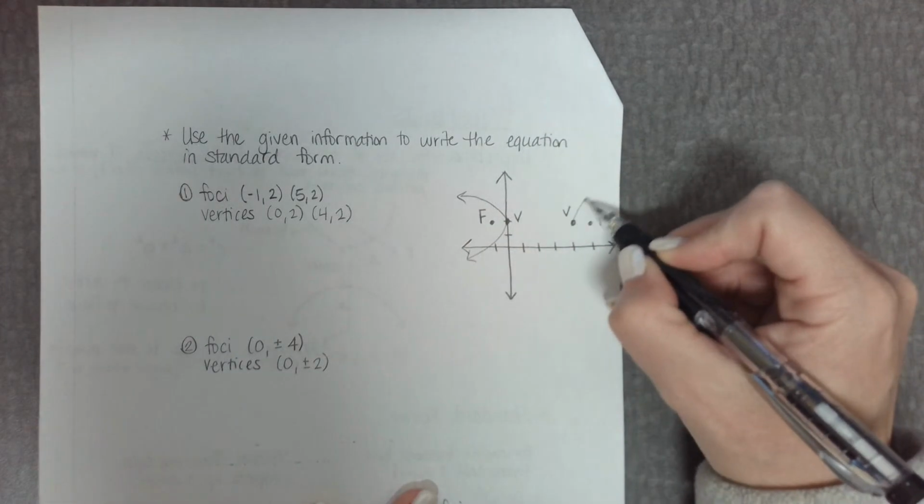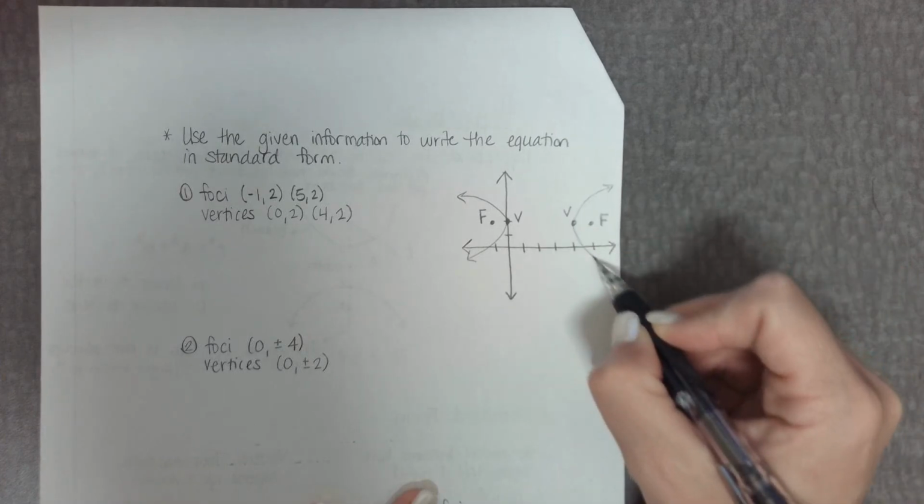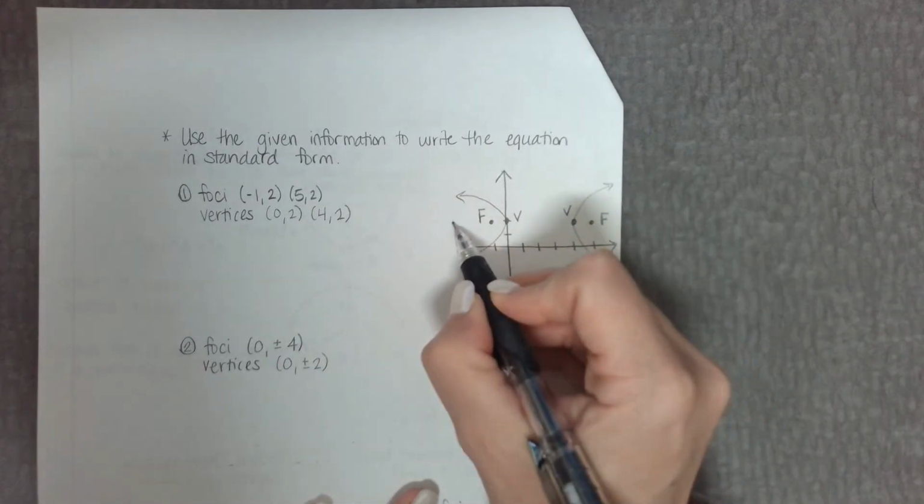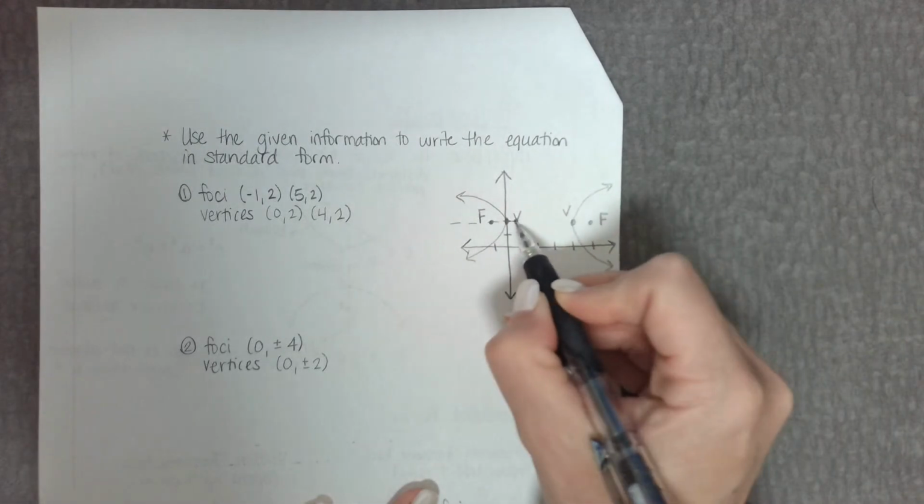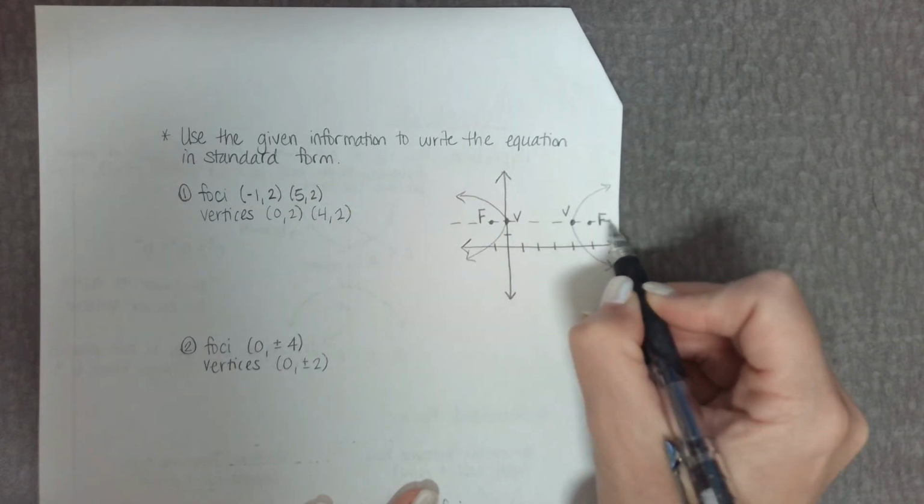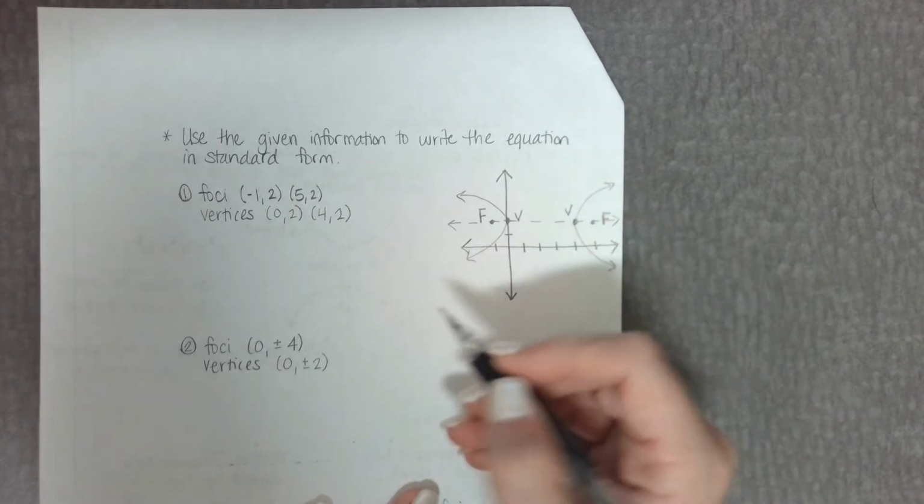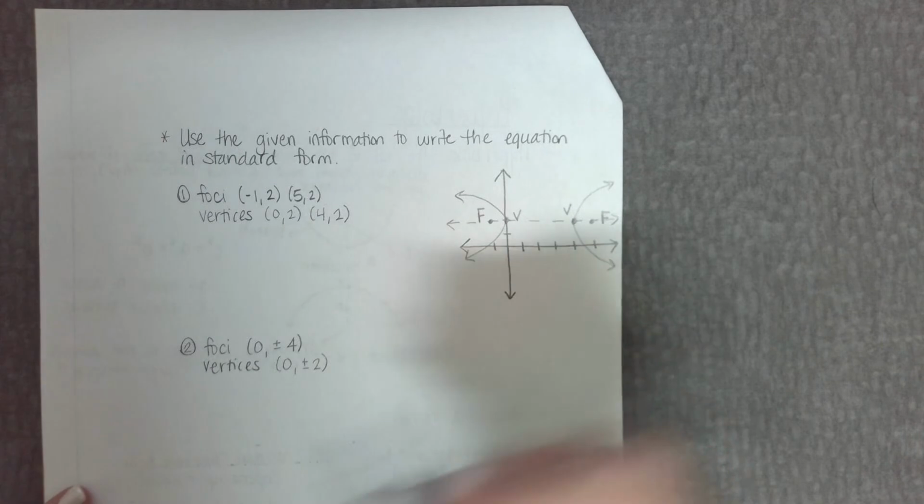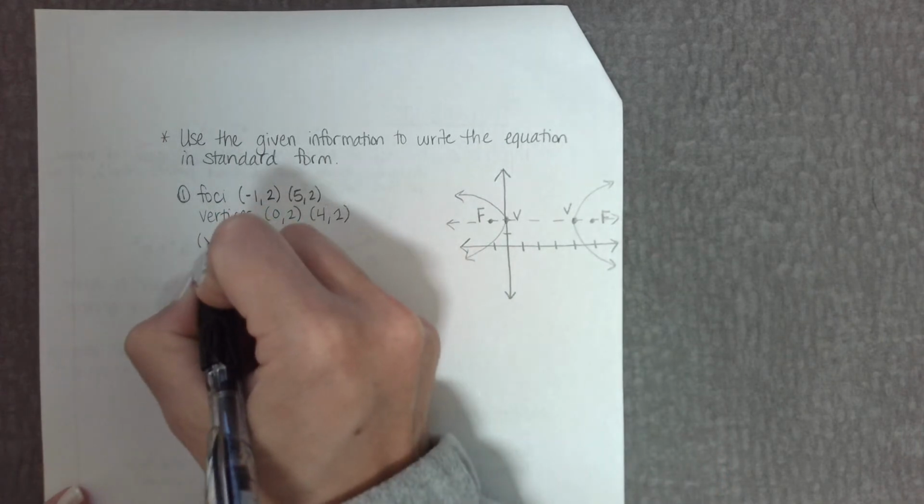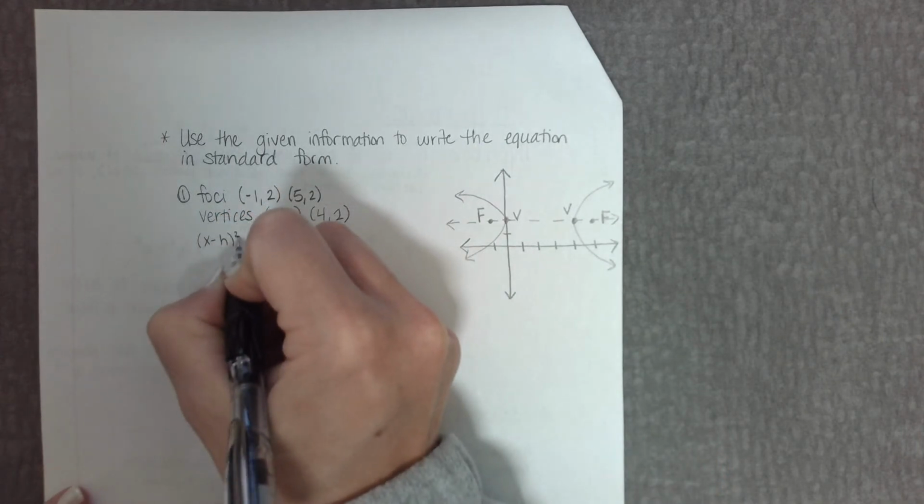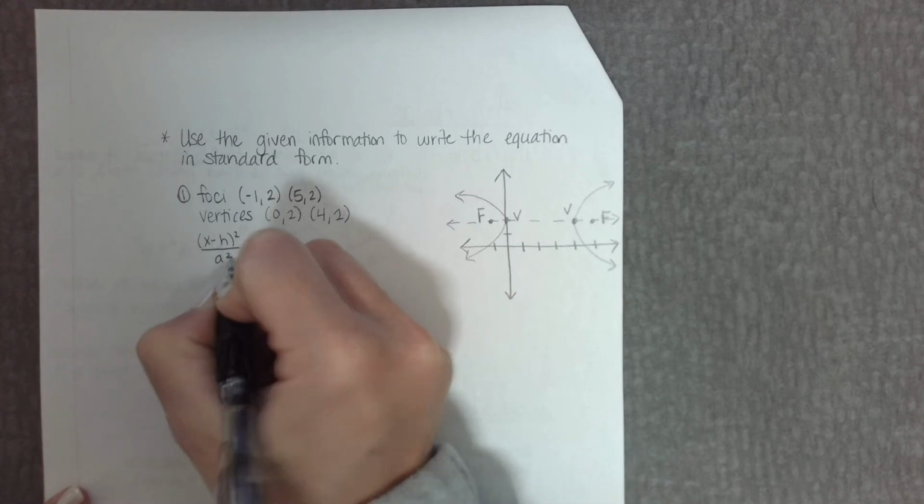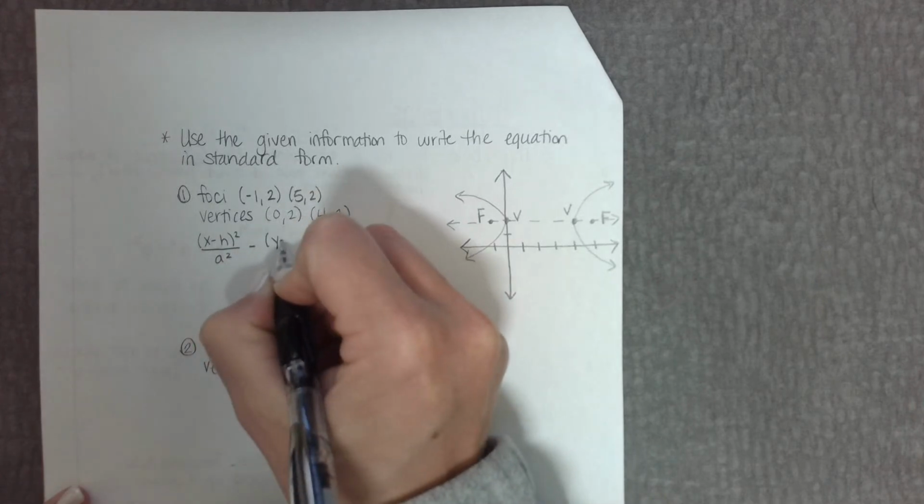So we know we have a hyperbola that's opening sideways, okay, which means our transverse axis is running horizontally right through here, okay? So because we have a horizontal transverse axis, we know that this is the formula we're using, where the x comes first. Okay, so let me go ahead and jot that down.